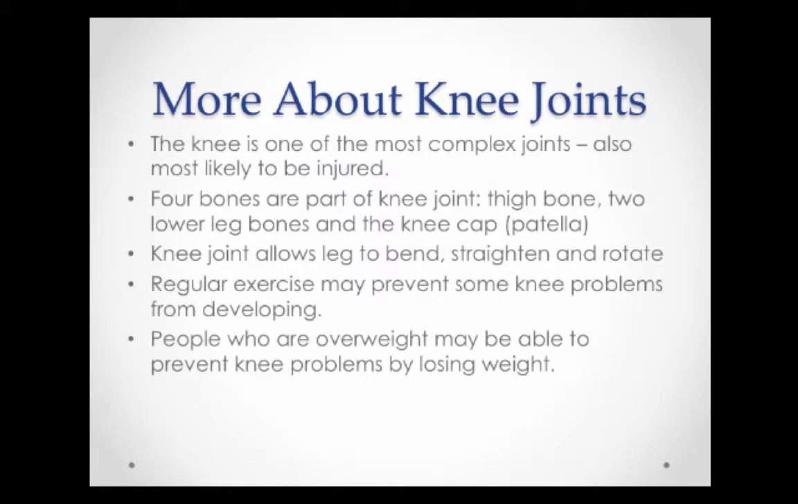More about knee joints. The knee is one of the most complex joints in the body and is the one most likely to be injured. Four bones are part of the knee joint: the thigh bone, two lower leg bones, and the kneecap, also known as the patella. The knee joint allows the leg to bend, straighten, and even rotate a little bit. Regular exercise may prevent some knee problems from developing. People who are overweight may be able to prevent or eliminate knee problems by losing weight.